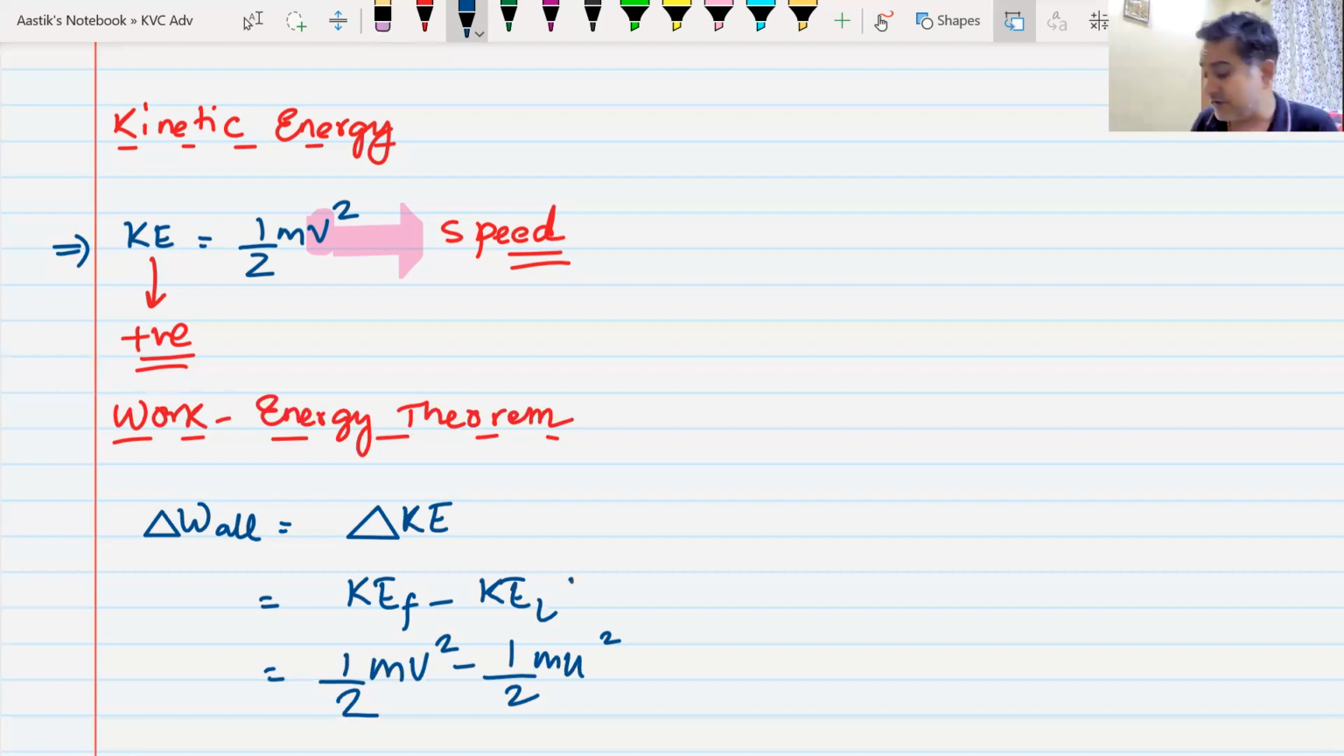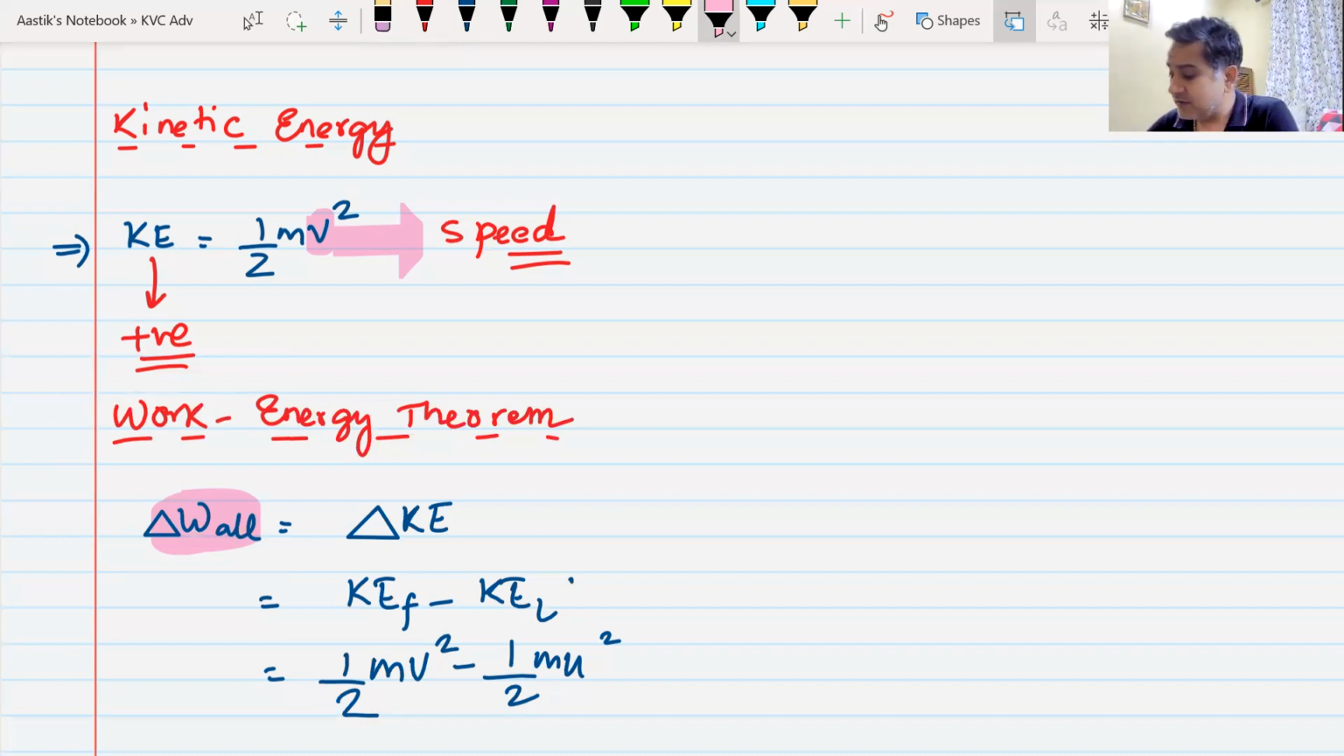And here, when we say work done by all forces, this means all the forces acting on all the bodies. If there are more than one body, we will find the change in kinetic energy of the first body, second body, and so on. Do we understand this? Yes or no? Yes, sir.